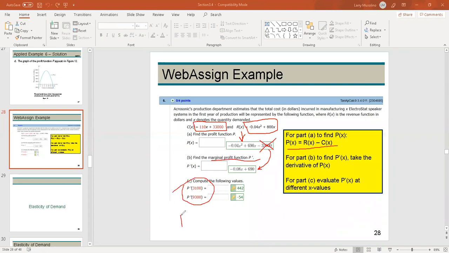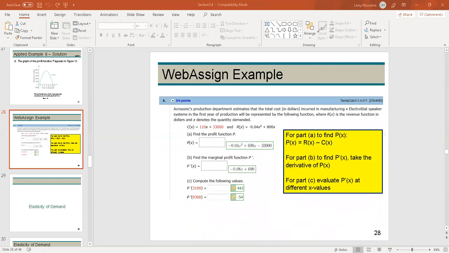So for P prime of 3100, I'll just go ahead and take the P prime function and replace x with 3100. So that'll be negative 0.08 times 3100 plus 690. You work this out on your calculator, and that'll get you marginal profit.